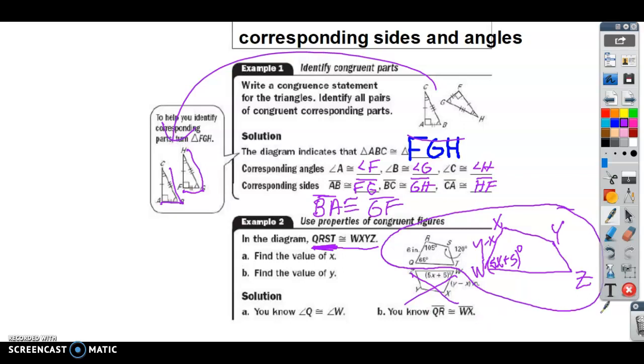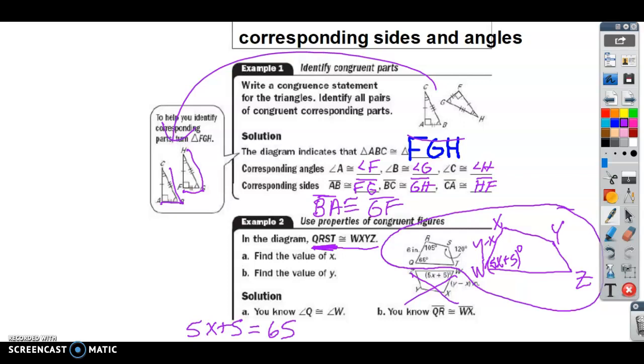All right, find the value of x. Okay, so x is here in the measure of this angle inside W. We know that W corresponds to Q, so those two are congruent. In the solution, they say angle Q is congruent to angle W. Well, let's go ahead and set those equal: 5x plus 5 equals 65. Solve for x. We'll do that in just a second.